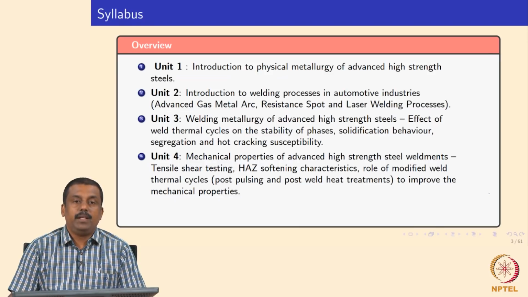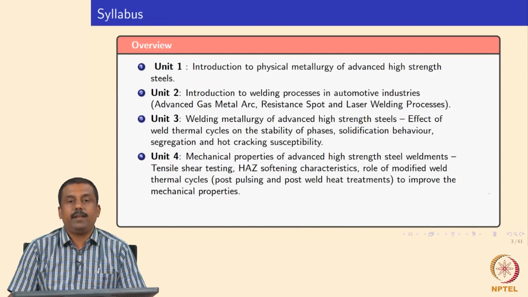And then we will move on to the effect of microstructural changes that happen in the heat affected zone on the mechanical properties, such as softening that is commonly observed in some advanced high strength steels. And we will look at how the weld thermal cycles can be favorably modified to achieve good mechanical properties.